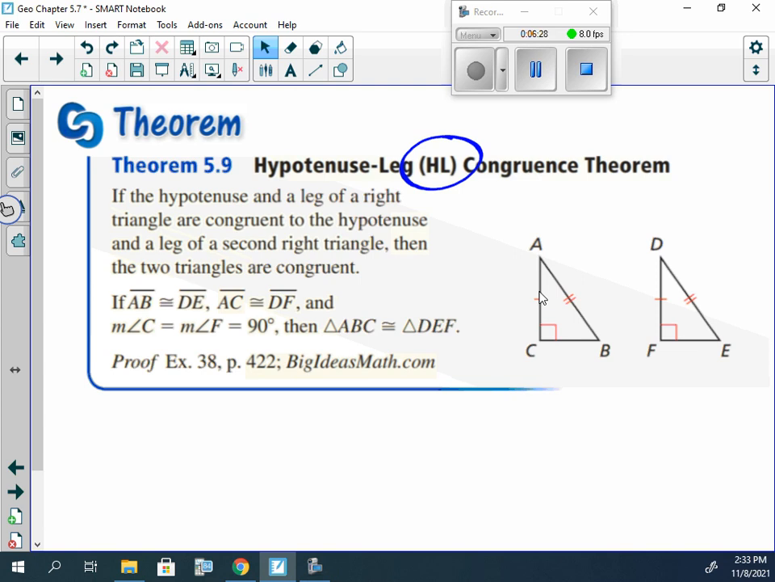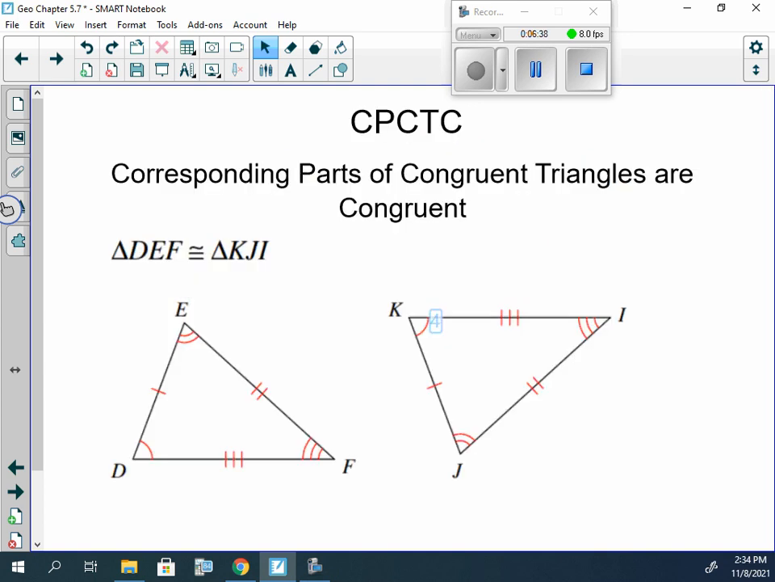And there might be one of those on the homework. There is one of those on the homework, with a hypotenuse and leg. Now the main thing that we're talking about today is CPCTC.